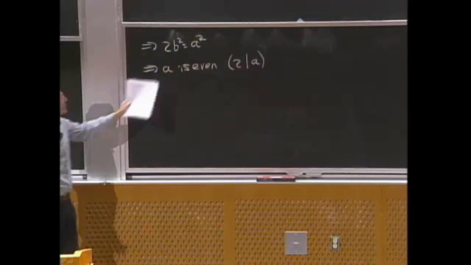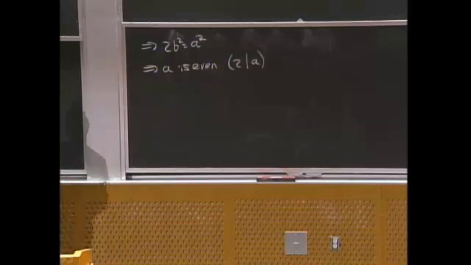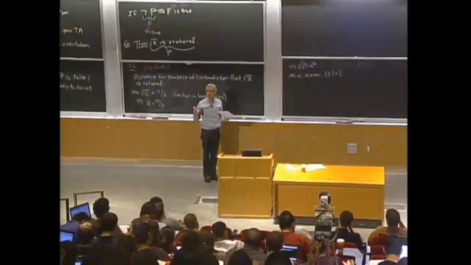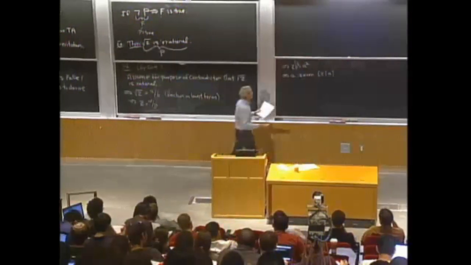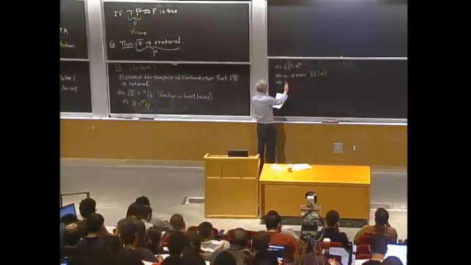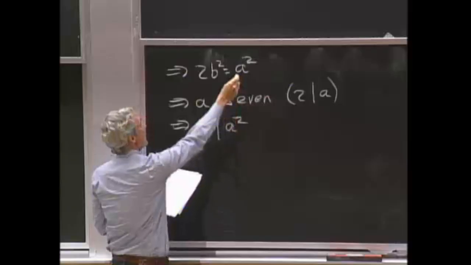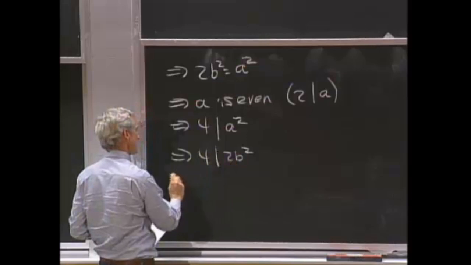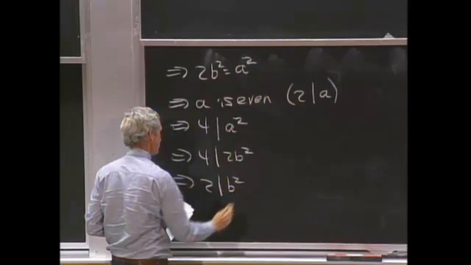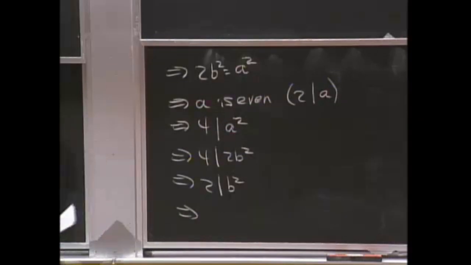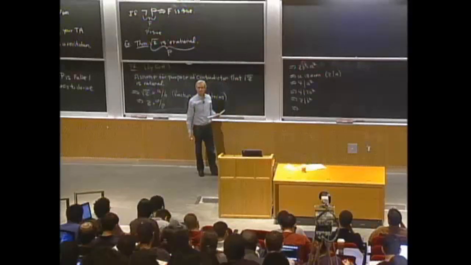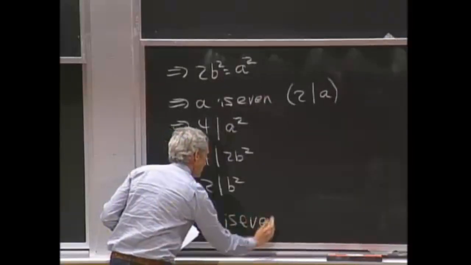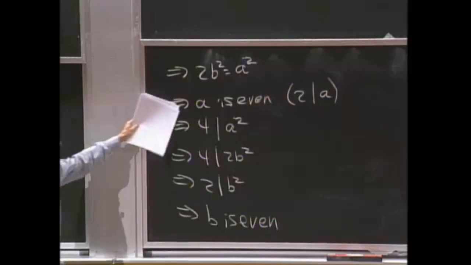All right, if a is even, what do I know about a squared? I know more than just it's even. What is it? It's a multiple of 4, yeah. So that means that 4 divides a squared. A squared is 2b squared, so that means that 4 divides 2b squared. Divide each side by 2 means 2 divides b squared. What does that imply about b? B is even. All right, b is even. Good. Well, I've got a is even and b is even.